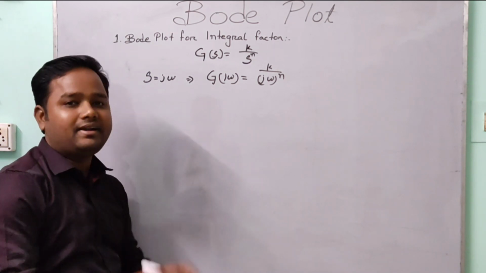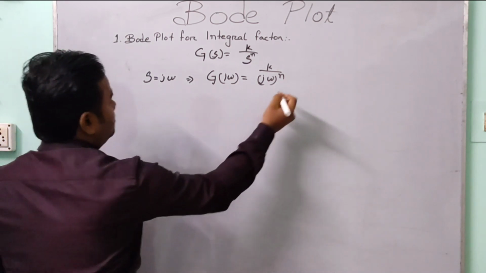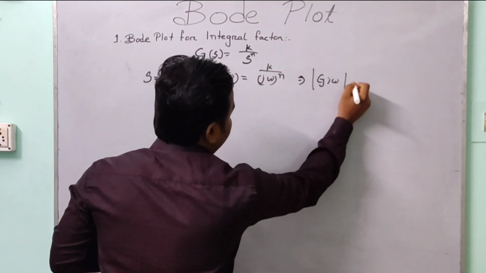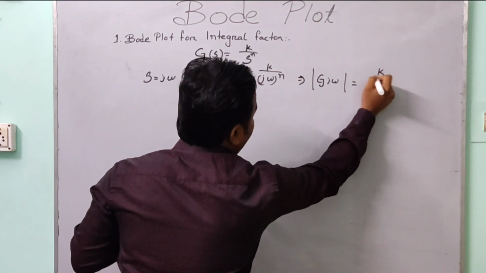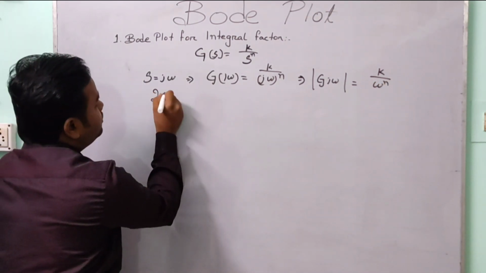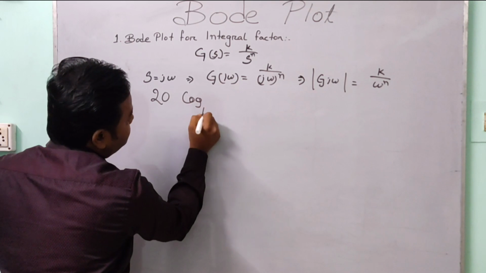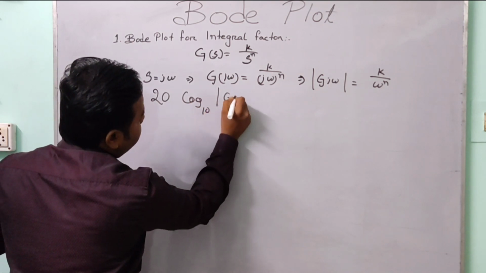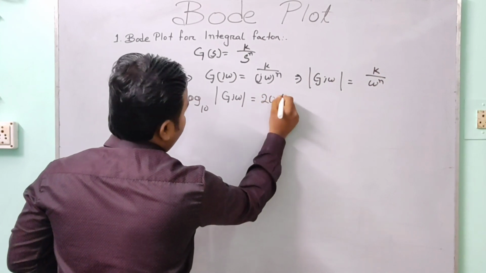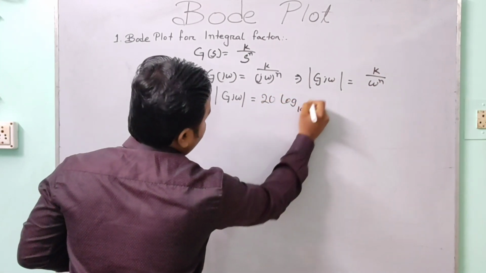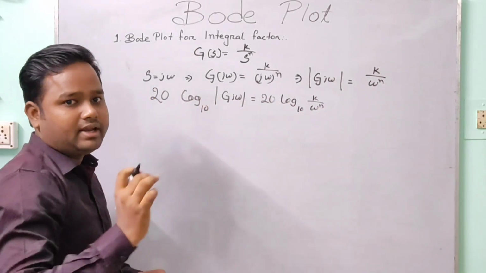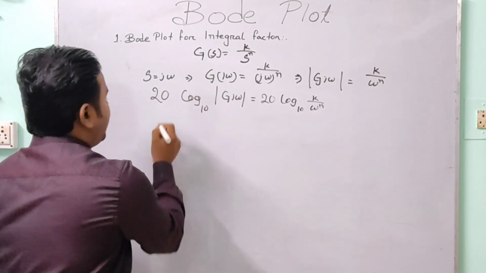Next step is we have to find its magnitude. So the magnitude |G(jω)| is equal to K divided by ω^n. By putting it in 20 log base 10 of the magnitude of G(jω), the value we can get is 20 log base 10 of K by ω^n. This is the magnitude. Next we have to go for the angle part.